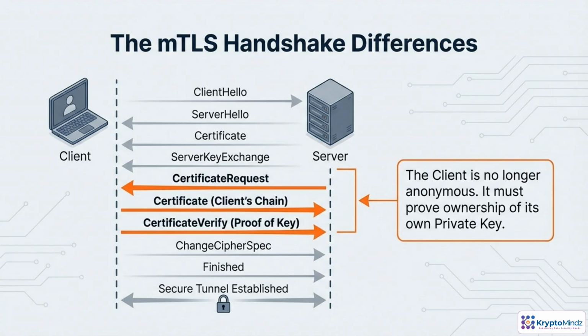That proof is done by signing handshake data with the client's private key. The server verifies that signature using the client's public key from the certificate. If the check passes, the server knows two things. This certificate is trusted by a known CA, and this specific client controls the corresponding private key. The result is strong cryptographic client authentication, built directly into the TLS handshake without passwords, cookies, or API keys. This is why mTLS is so valuable in zero-trust networks and service-to-service communication.